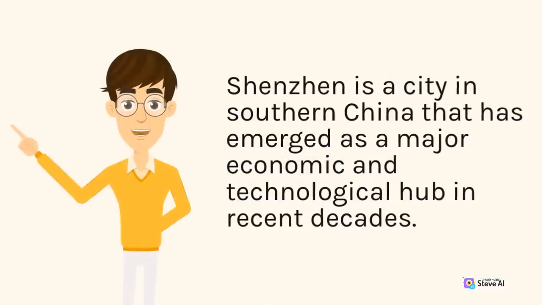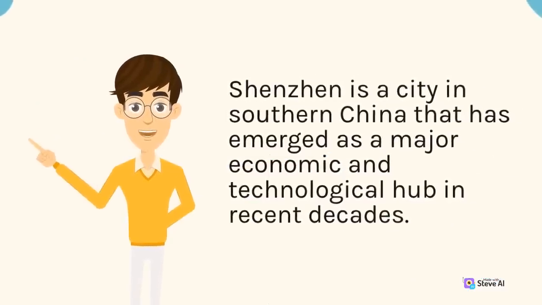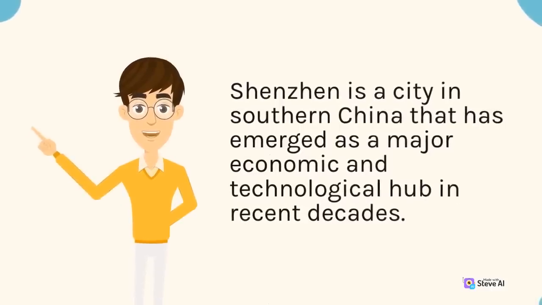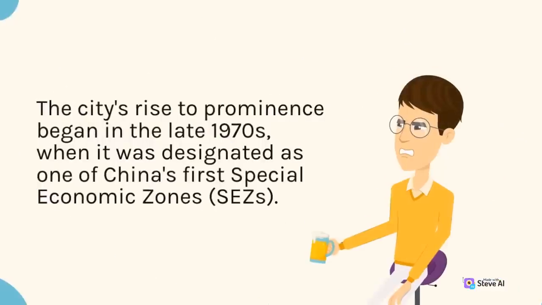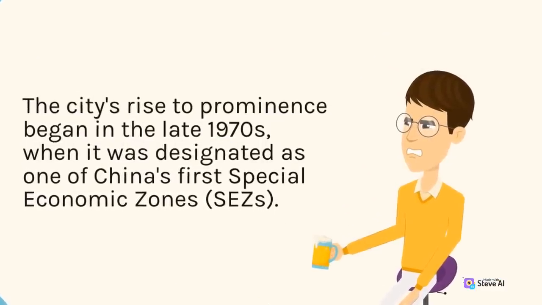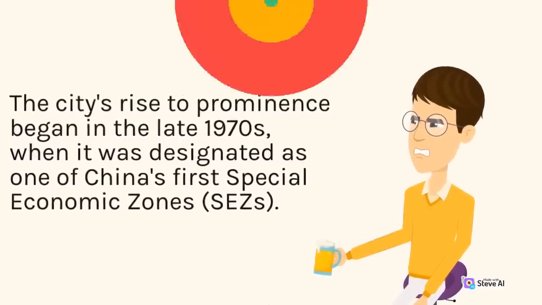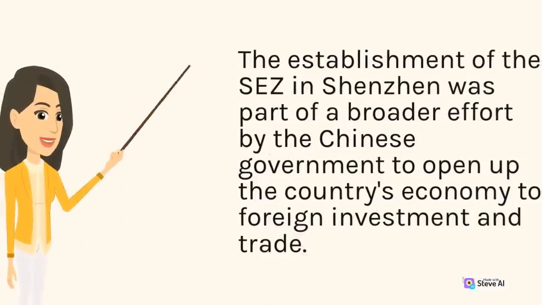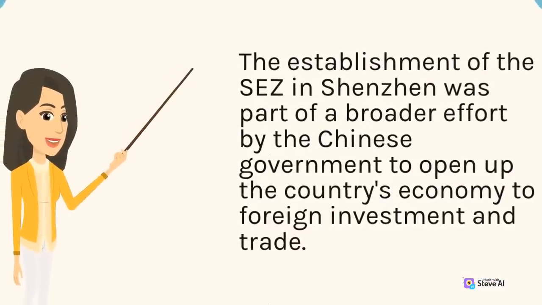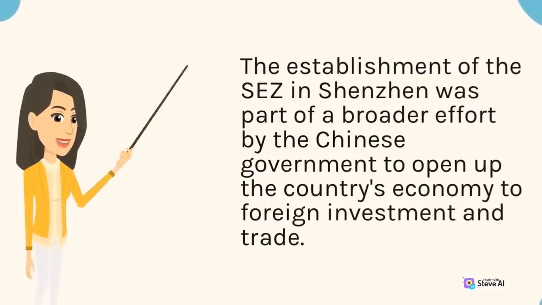Shenzhen is a city in southern China that has emerged as a major economic and technological hub in recent decades. The city's rise to prominence began in the late 1970s, when it was designated as one of China's first special economic zones, SEZ. The establishment of the SEZ in Shenzhen was part of a broader effort by the Chinese government to open up the country's economy to foreign investment and trade.